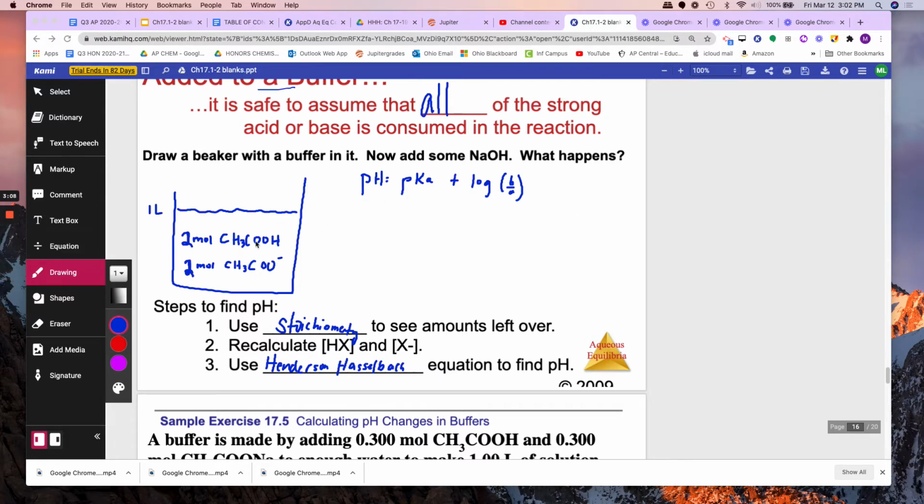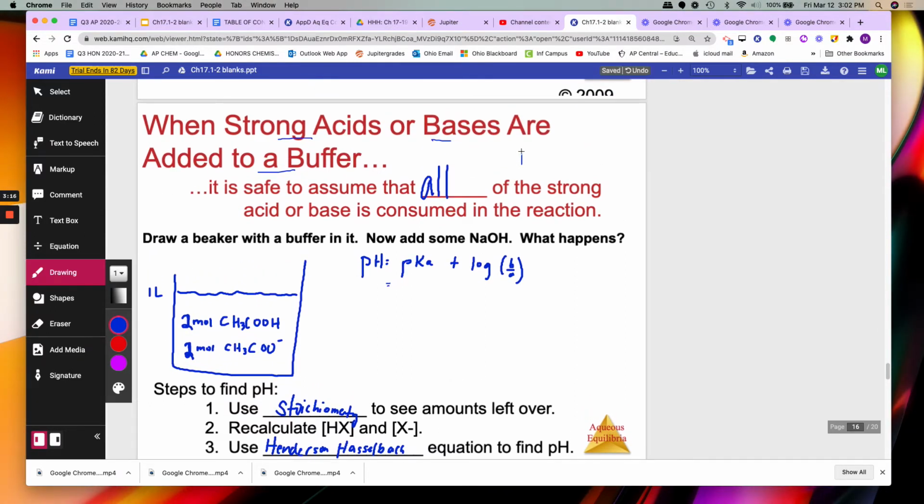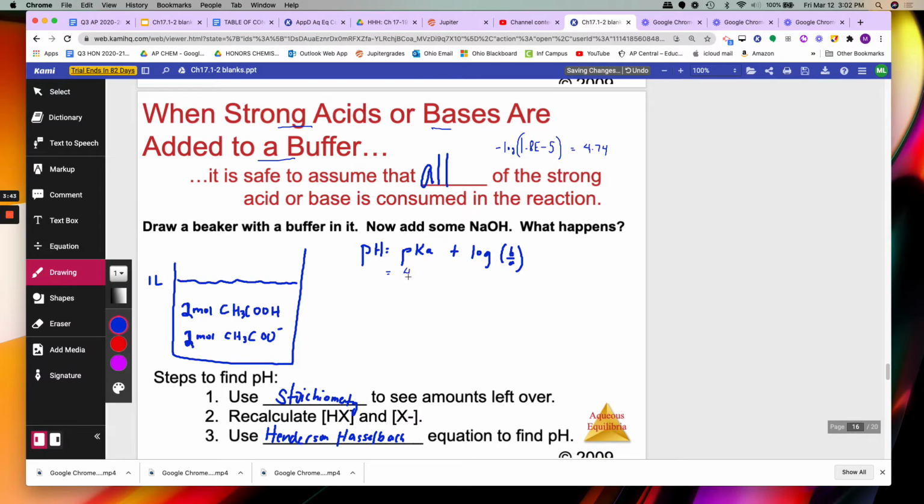So let's find the pH of this buffer. To do that, we're going to use Henderson-Hasselbalch. pH equals pKa. Ka is 1.8 E-5 for acetic acid. We're going to take the negative log of that, and that will give us the pKa, which is 4.74, about 5. So it's 4.74 pH.